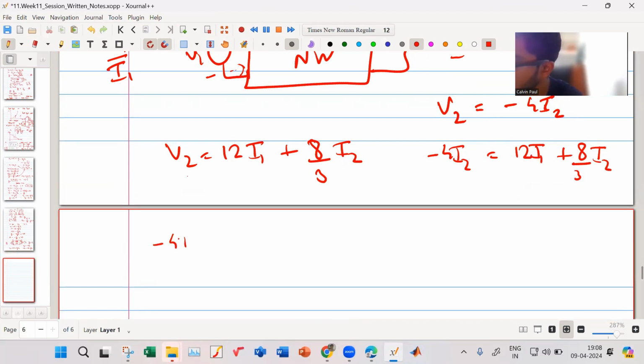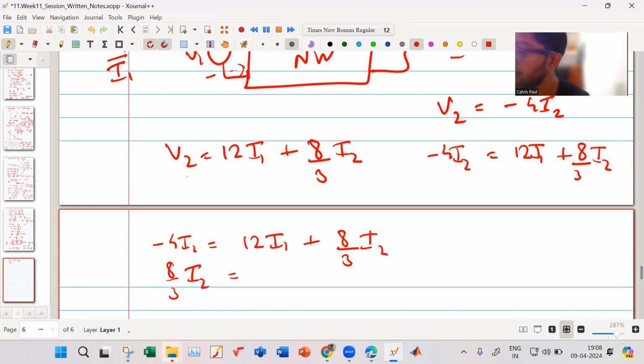So I get minus 4I2 is equal to 12I1 plus 8 by 3 I2, right? So what will I get? What is my I2? 8 by 3 I2 is equal to minus 12I1. So I get minus 4I2 minus 8 by 3 I2 is equal to 12I1. Then how will I simplify this?